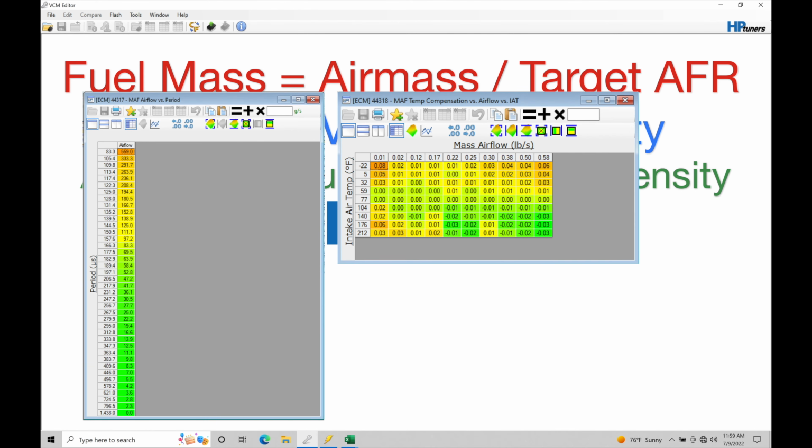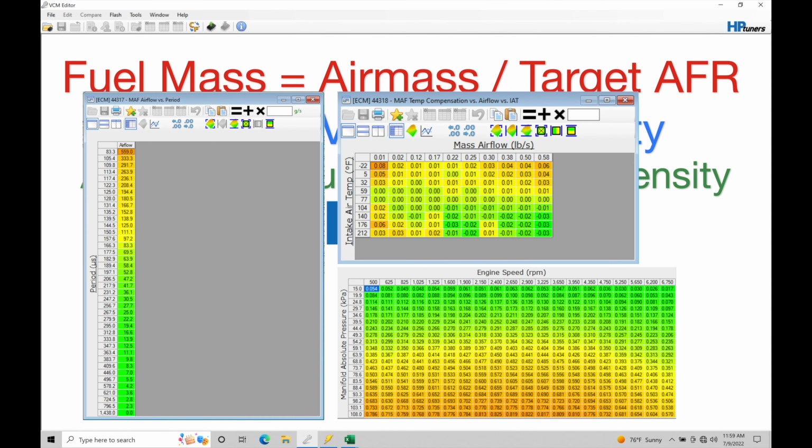Now, we also have something going on here with our Gen 2 Coyotes. We have a hybrid air mass modeling system, meaning we have both a mass airflow sensor that's used to measure the amount of air mass. We also have speed density. Speed density is used to estimate the amount of air mass coming into the engine.